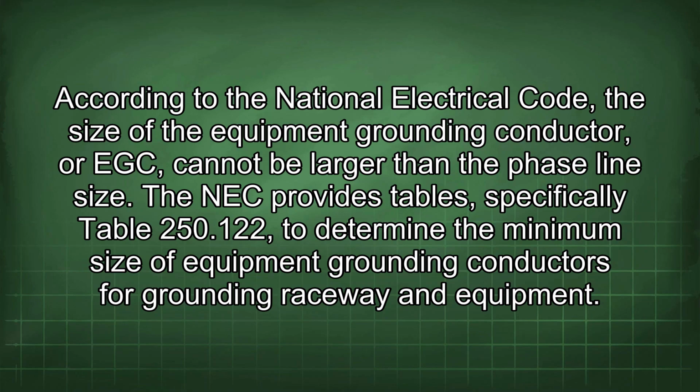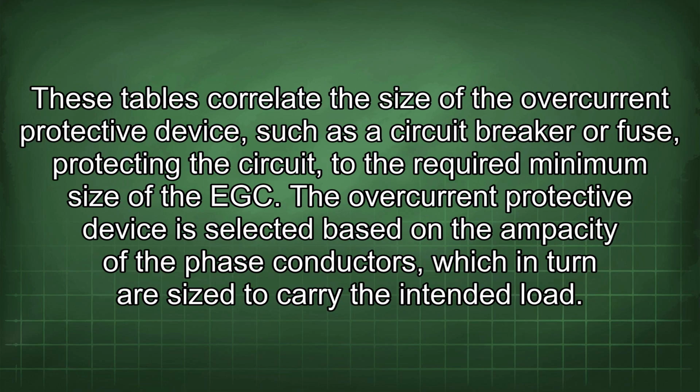According to the National Electrical Code, the size of the equipment grounding conductor, or EGC, cannot be larger than the phase line size. The NEC provides tables, specifically Table 250.122, to determine the minimum size of equipment grounding conductors for grounding raceway and equipment. These tables correlate the size of the overcurrent protective device, such as a circuit breaker or fuse, protecting the circuit, to the required minimum size of the EGC.